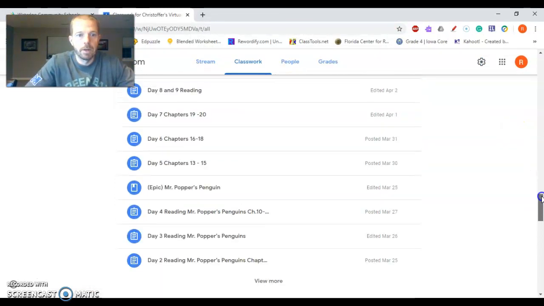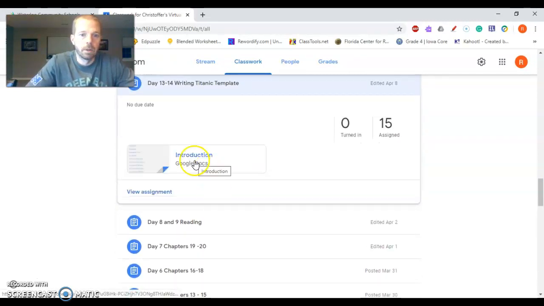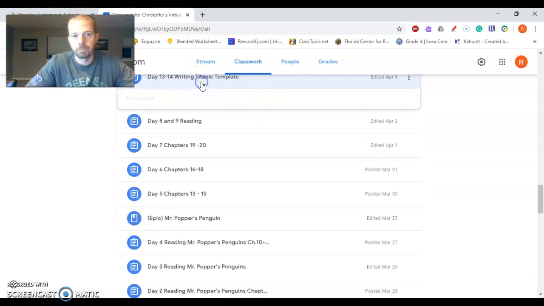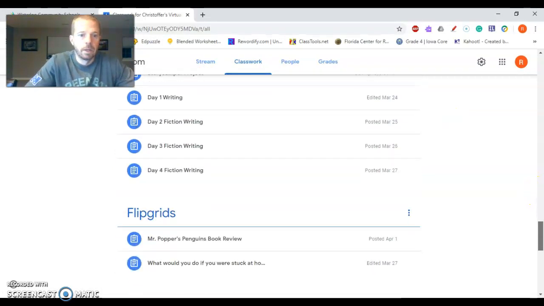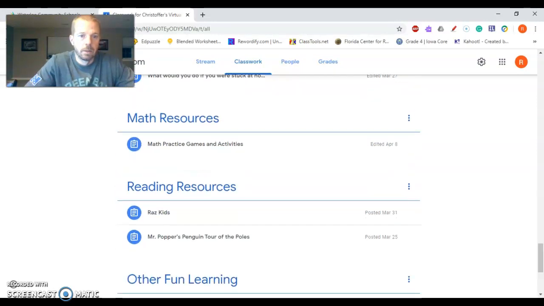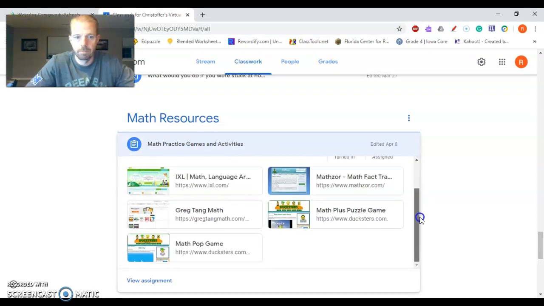And then writing, you are writing with the template that I introduced yesterday. If you have questions about that, please message me and let me know. And then math resources, I added a couple of new math games.